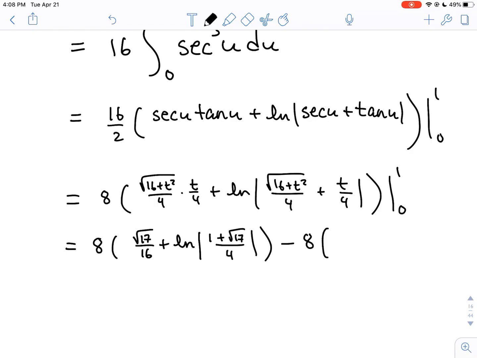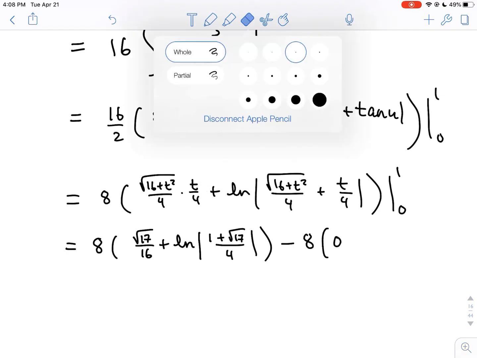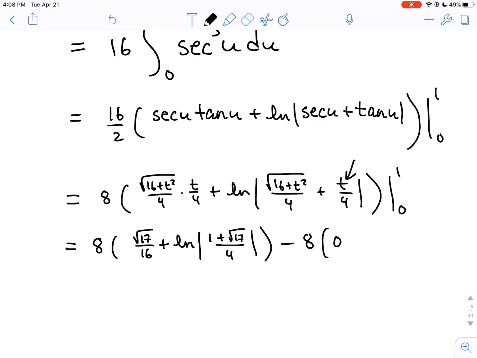Now let's plug in 0. The 0 for that t is going to zero out that whole first part, so that's just gone. And then the 0 over here, well, that will go away. This will become a natural log of radical 16 over 4, which is 4 over 4, which is 1.